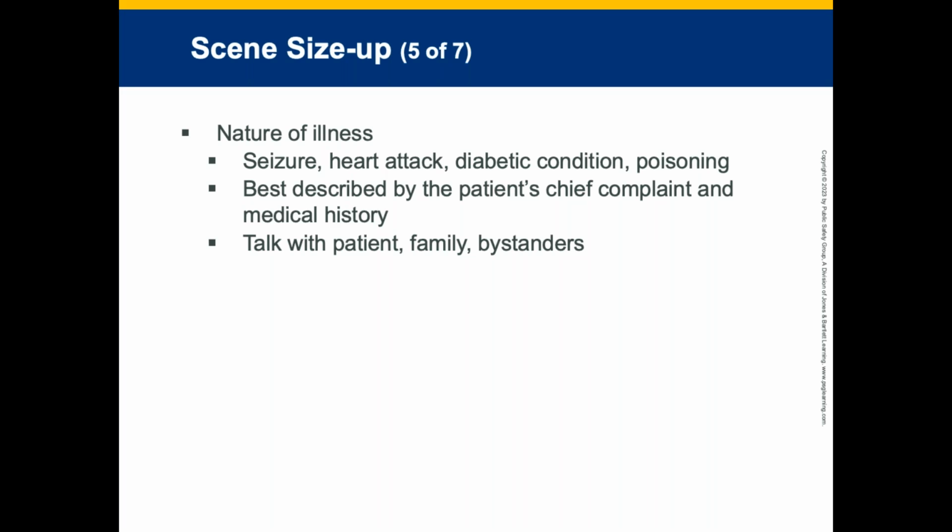Nature of illness. Make an effort to determine the general type of illness. Examples would be seizure, heart attack, diabetic condition, poisonings, right? Poisonings, looking at toxidromes. Seizure, with history or without history. What caused the seizure? Was it traumatic? Was it an impact seizure? What type of seizure was it? Tonic, clonic, absence seizure?